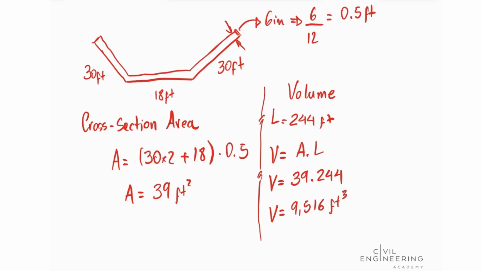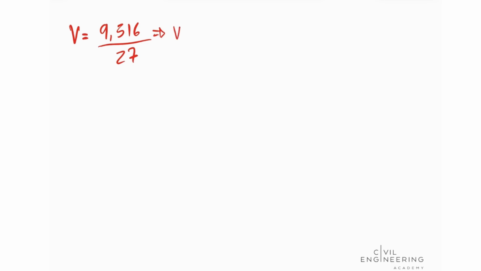And we were asked to calculate the volume in cubic yard. So to do this conversion, we're going to divide this value by 27. So let's do that. We have that our volume is 9,516 divided by 27. Our volume is equal to 352.4 cubic yard.